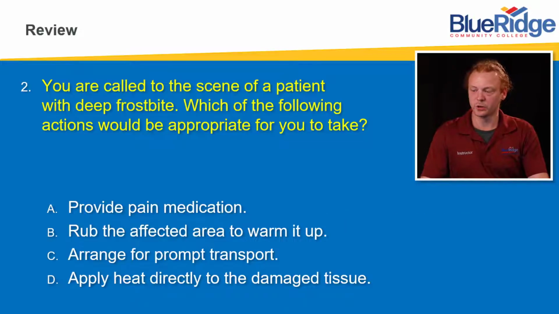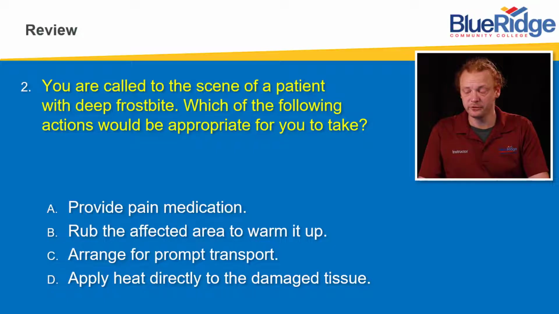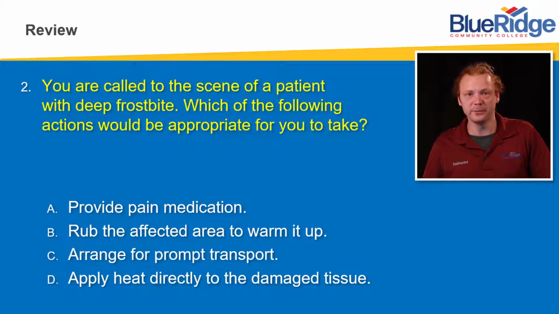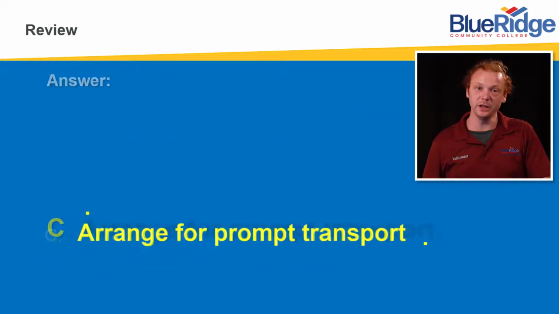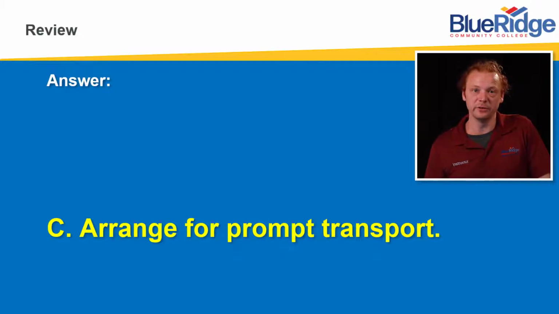Number 2, you are called to the scene of a patient with deep frostbite. Which of the following actions would be an appropriate action for you to take? Is it A, provide pain medication? B, rub the affected area to warm it up rapidly? C, arrange for prompt transport? Or D, apply heat directly to the damaged tissue? The correct answer is going to be C, arrange for prompt transport. In addition to that, we're going to cover those injuries with a dry dressing, lightly wrapped to protect any blisters that may be present from rupturing.